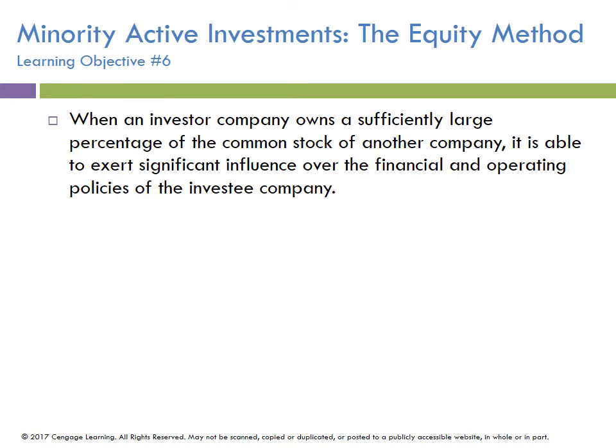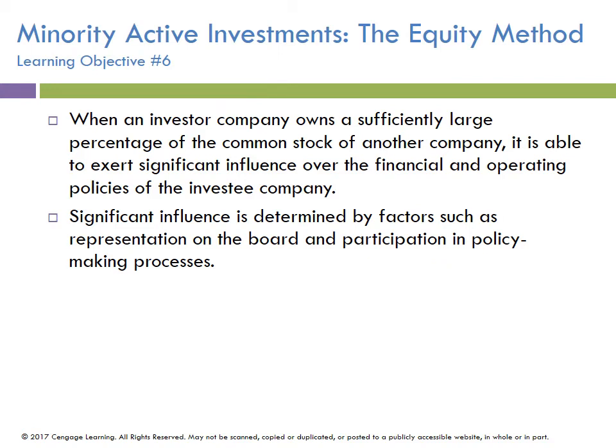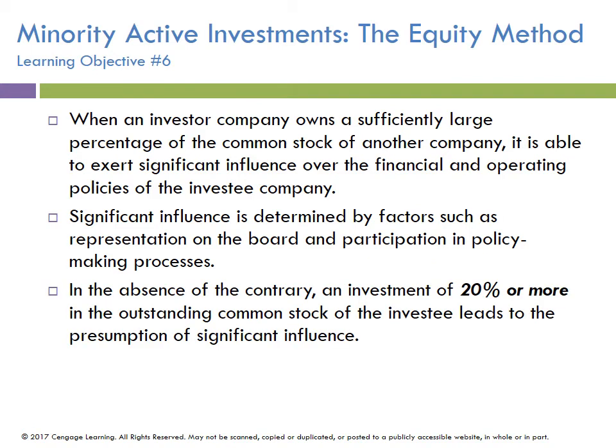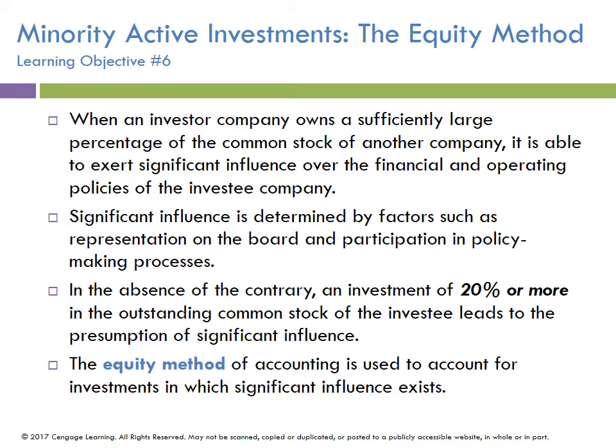When an investor company owns a large percentage, it is able to exert significant influence over the financial and operating policies of the investees. That only makes sense. It's determined by factors such as, do you have representation on the board and participation in policy-making processes? And there are some others listed on page 13-23. In the absence of proof of those factors, they usually rely on a percentage of ownership, as I said, 20% or more. The equity method then is used to do the accounting for that investment.